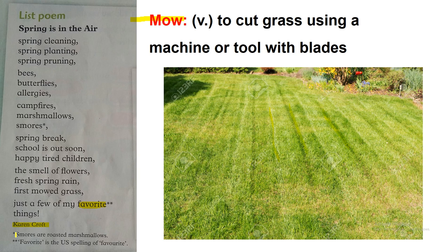And we have here s'mores is explained here, means s'mores are roasted marshmallows. And favorite is the US spelling of favorite. Here we have favorite without U, and here we have favorite with U. Without U, this is the American or the US spelling. This is everything in the list poem. We can't find a lot of rhyming.